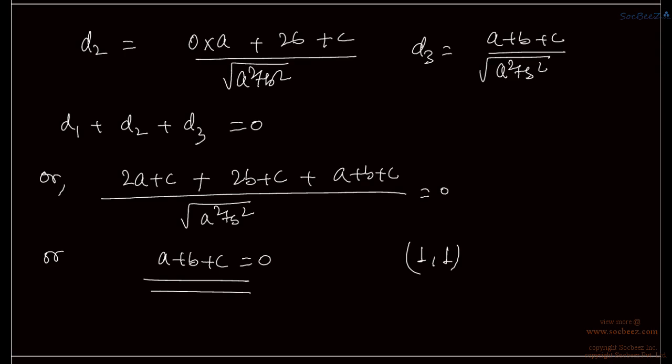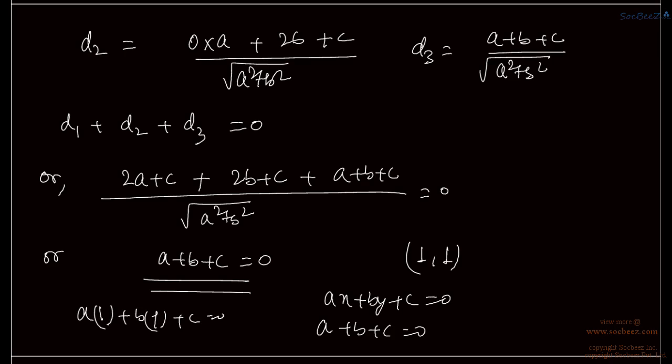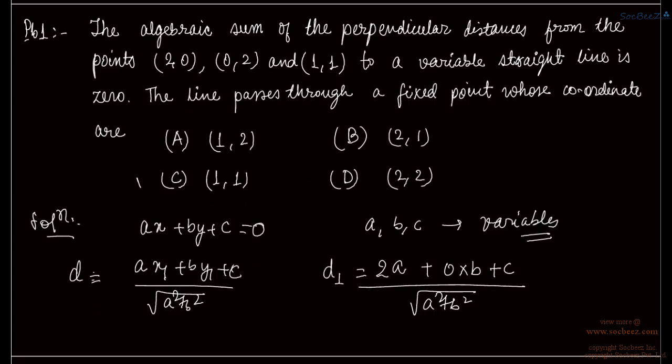Because if a line ax plus by plus c is equal to 0 passes through point (1, 1), then we have a plus b plus c is equal to 0, putting the value of x as 1 and y as 1. This point always satisfies this equation. So we have a plus b plus c is equal to 0, that means a times 1 plus b times 1 plus c is equal to 0, which means that this line always passes through point (1, 1). So option C is correct, right? Okay.